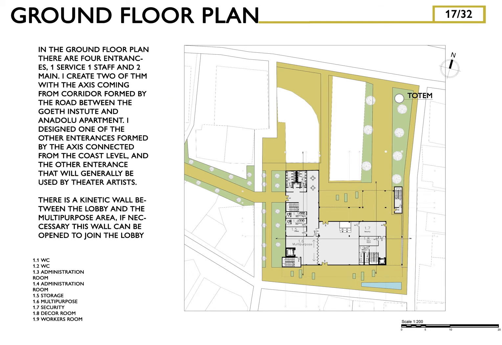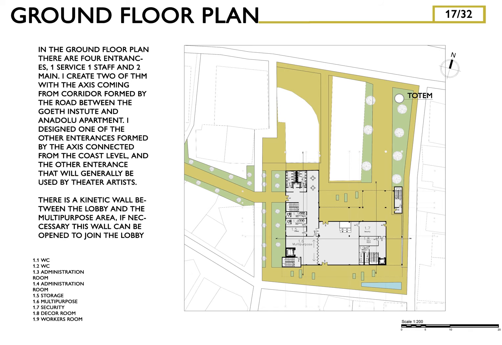In the ground floor plan, there are 4 entrances: 1 service, 1 staff, and 2 main. I created 2 of them with the access coming from the corridor formed by the road between the Goethe Institute and Anadolu apartment. I designed one of them, the other entrance formed by the access connected from the coast level, and the other entrance that will generally be used by theater artists.